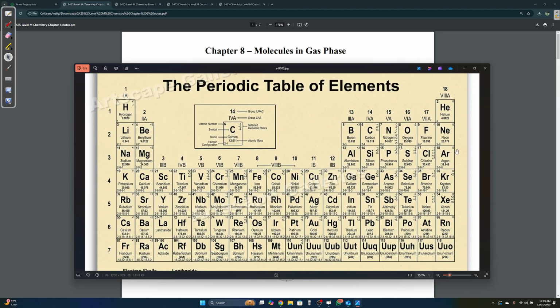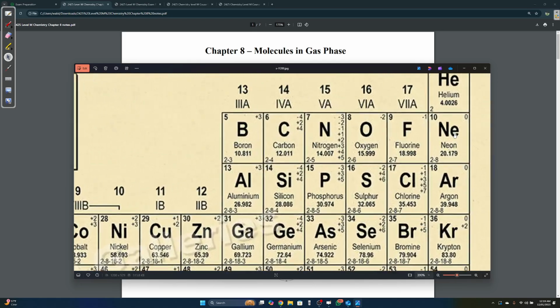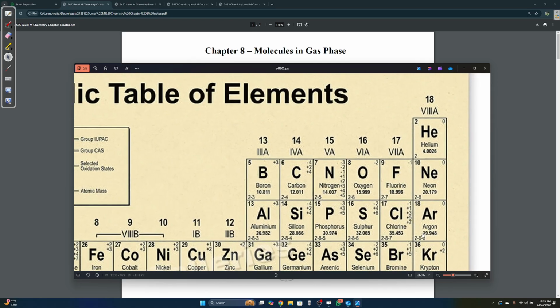The noble gases are like the most important gases. Everybody looks up to them. They're the successful ones. They're the ones that are living their life. Everybody wants to be like a noble gas. Noble gases have 8 electrons in their valence shell.